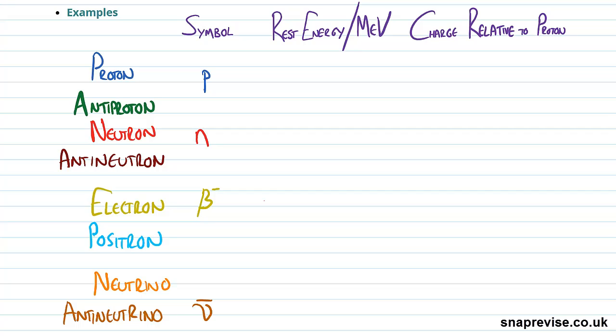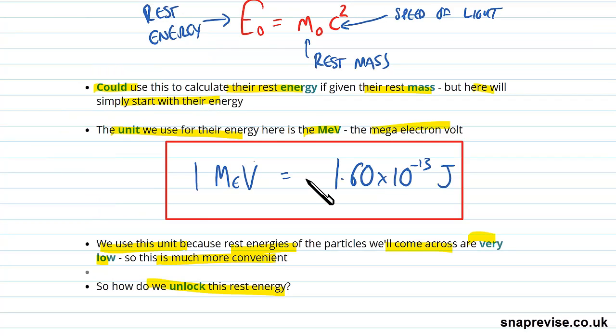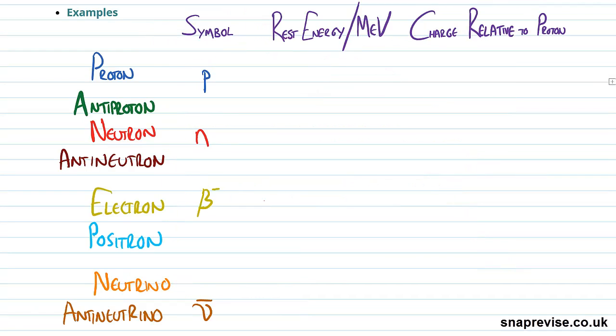So the rest energy of a proton, and we're just going to do them to 3 significant figures, we don't need to be too accurate or specific here. And the rest energy of a proton in mega electron volts, remembering that we saw last time that 1 mega electron volt was 1.60 times 10 to the minus 13 joules, we see that the rest energy of a proton is just 938 mega electron volts. And the charge relative to a proton, well, remember the proton has a charge of 1.60 times 10 to the minus 13 joules, and its charge relative to itself is clearly just +1.